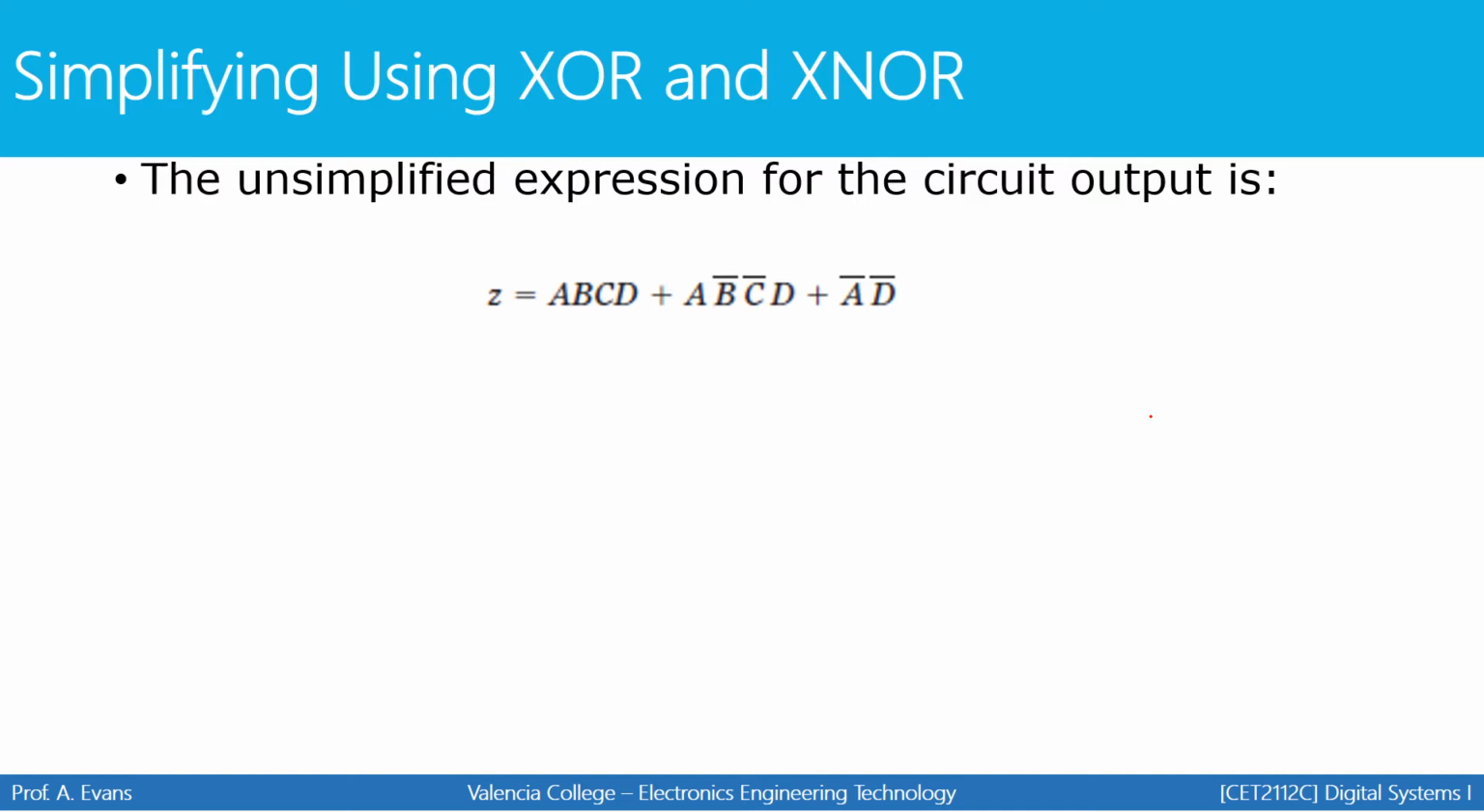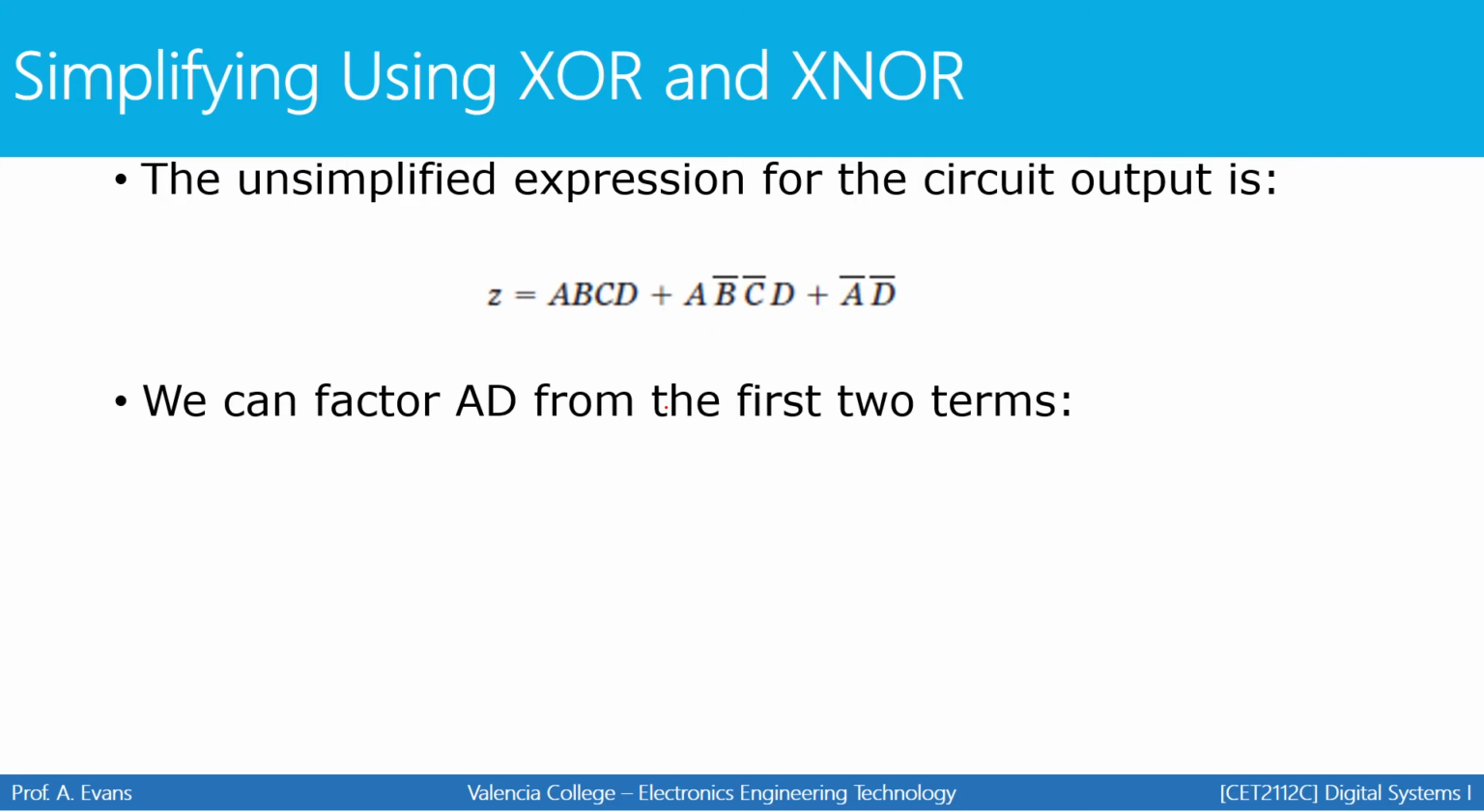So here's the expression we started out with. We're going to use those Boolean theorems to see how we can make this simpler. Notice that the first two terms both have an A and a D. So let's factor that out. Here's what you would have left.